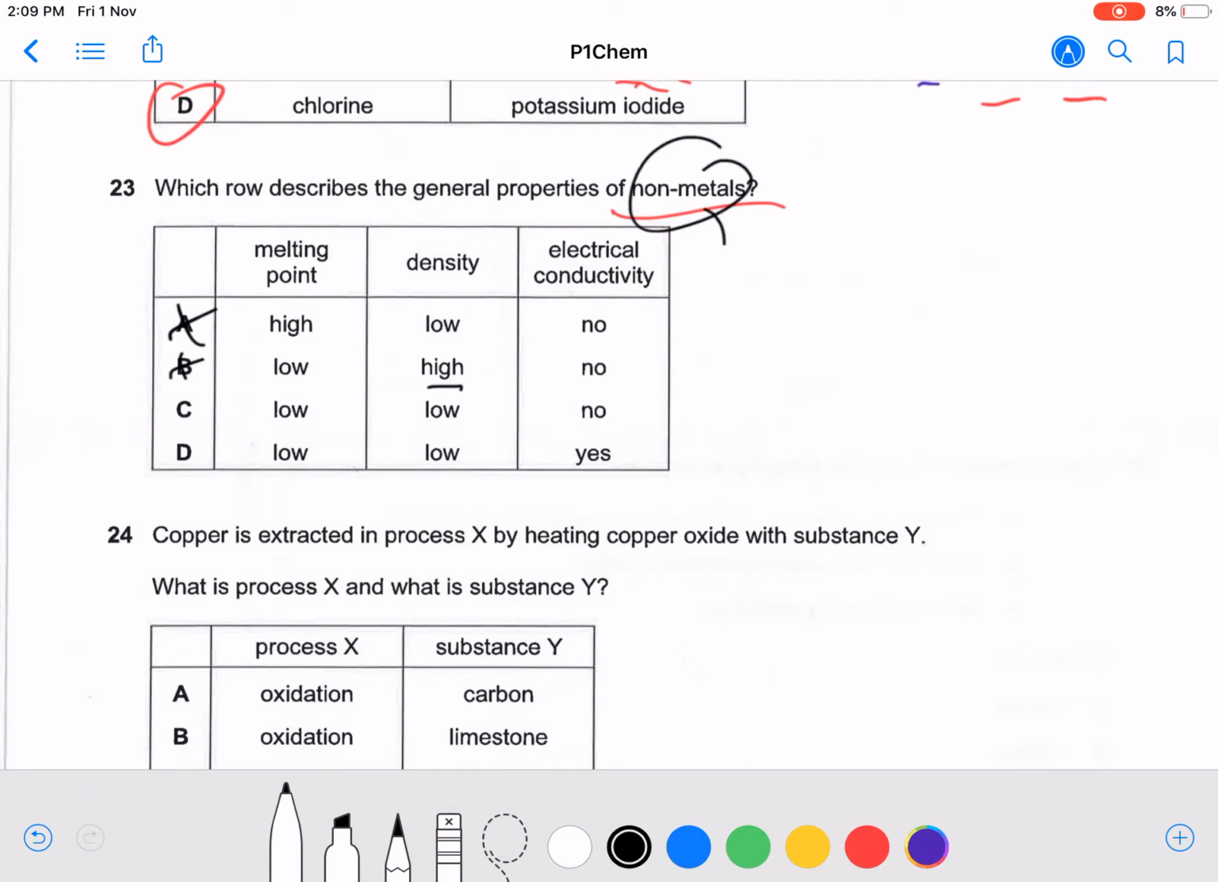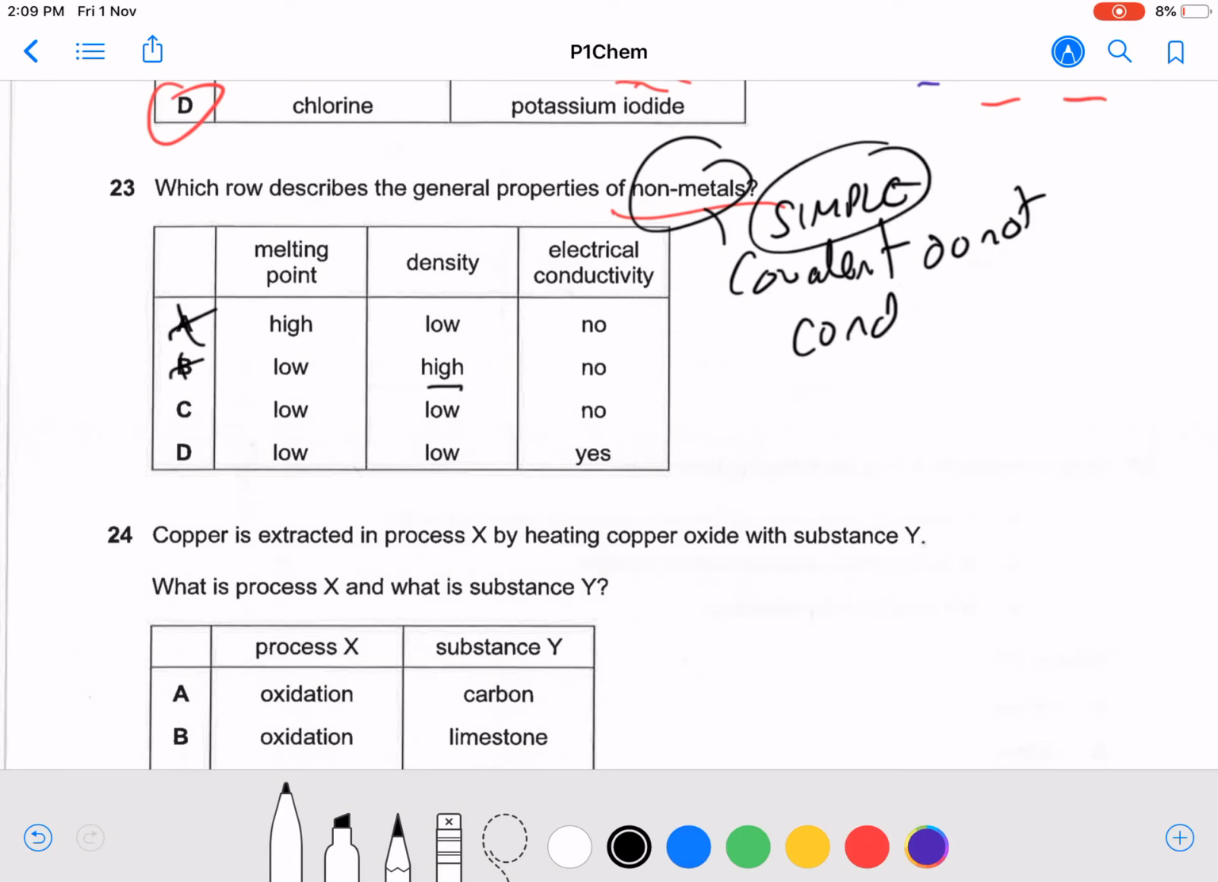Non-metals are predominantly covalently bonded. There are certain situations where you could force them not to be, but we tend to avoid them at iGCSE. Simple covalents do not conduct electricity. So no, it will not, which is correct. Yes, it will, which is incorrect. The answer is C.